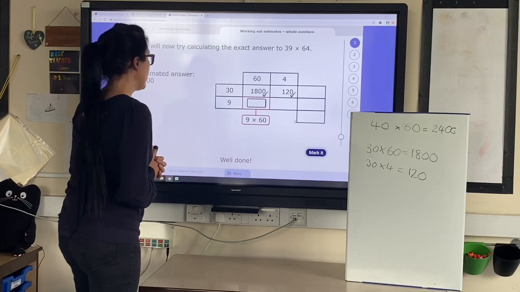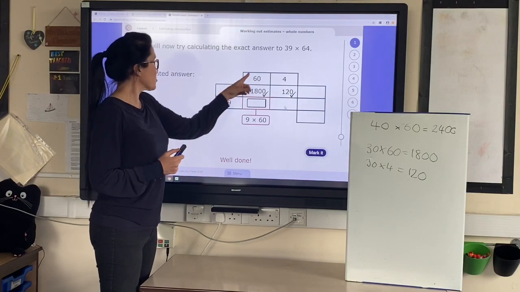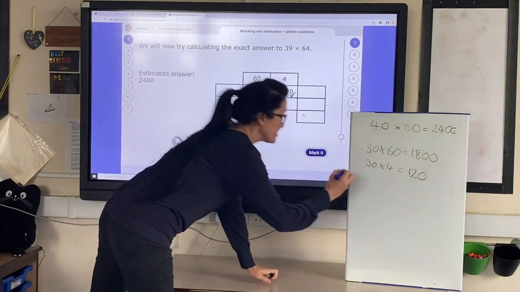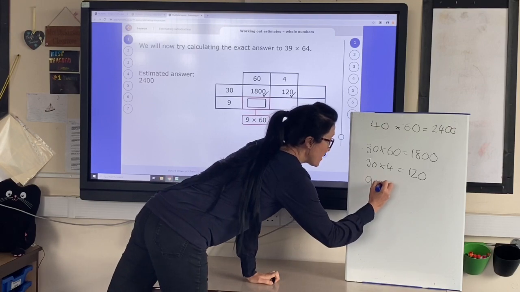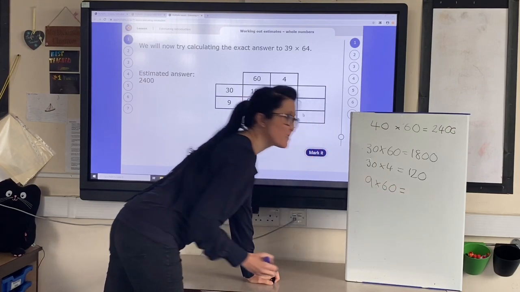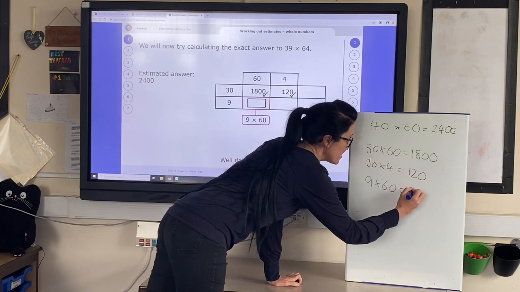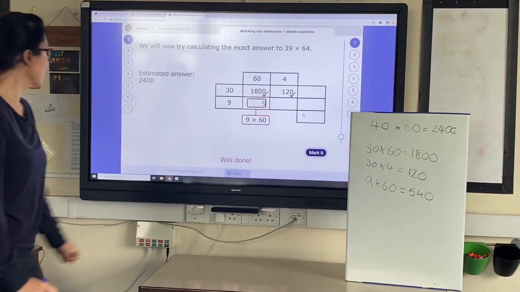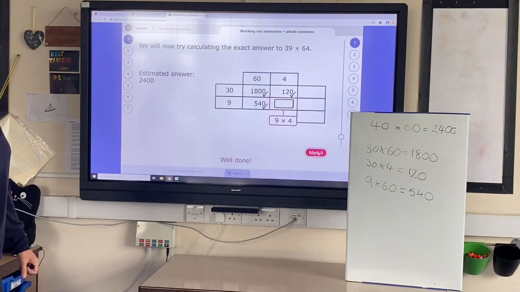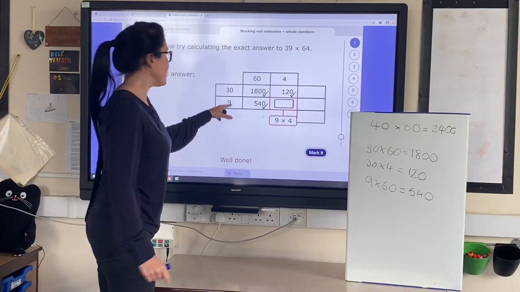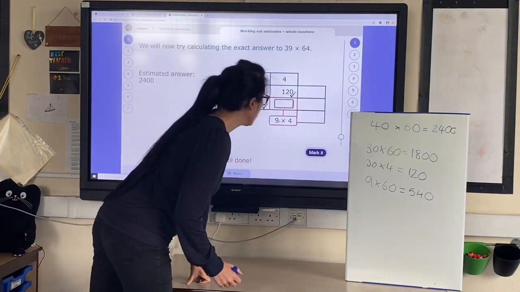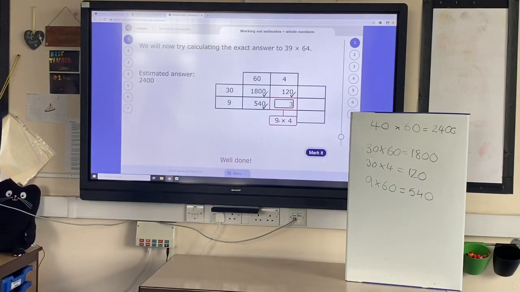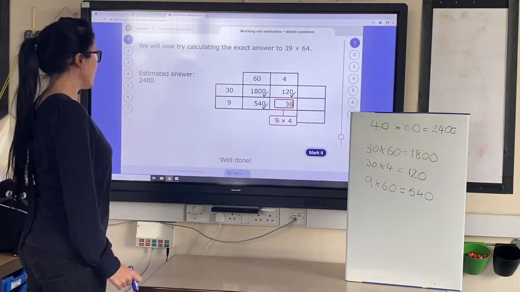Now we move on to this one. So we've got 9 multiplied by 60, or 60 multiplied by 9. They both mean exactly the same thing. 9 times 6 is 54, multiplied by 10 is 540. Mark it. And then we get to the easy bit. 9 multiplied by 4. What's 9 multiplied by 4? 36.